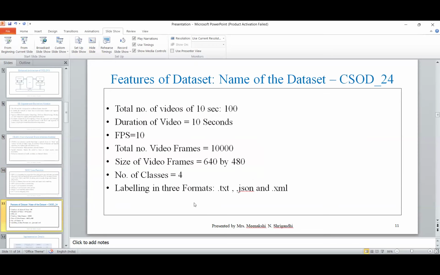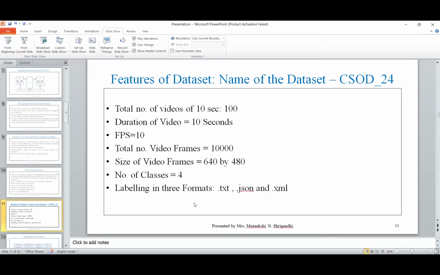The dataset which I'm using is a customized dataset, which is called CSOD_24. That is the construction site object detection dataset, which has been customized for this research purpose. This dataset consists of a total of 100 videos, each of 10 seconds. The FPS used is 10. So the total number of video frames extracted from these videos is 10,000. The size of the video frames maintained is 640 by 480.